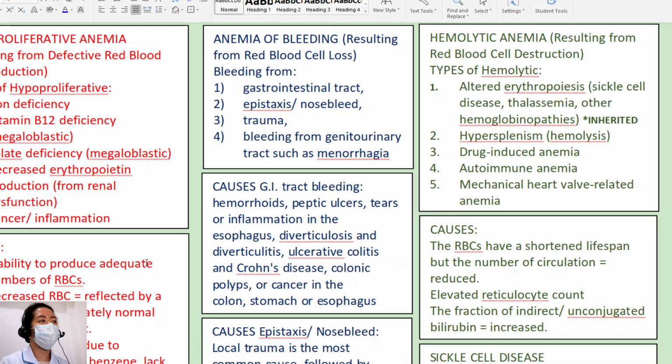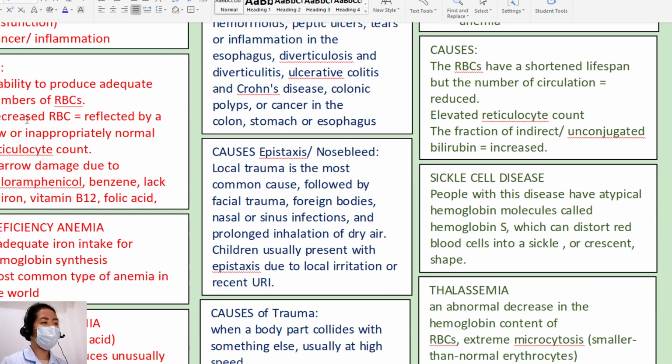Okay, so for the hypoproliferative anemia, the types are iron deficiency, vitamin B12 deficiency, folate deficiency, decreased erythropoietin production from renal dysfunction, cancer, or inflammation. The causes are inability to produce adequate numbers of red blood cells. Decreased red blood cell is reflected by a low or inappropriately normal reticulocyte count. Third, marrow damage due to chloramphenicol, benzene, lack of iron, lack of vitamin B12 and folic acid.